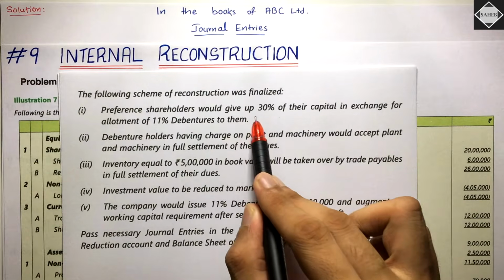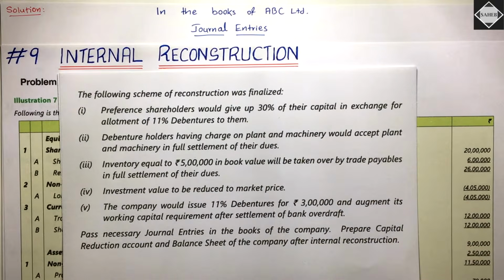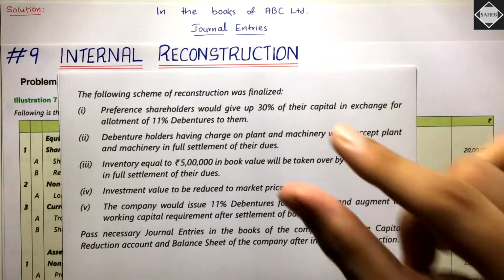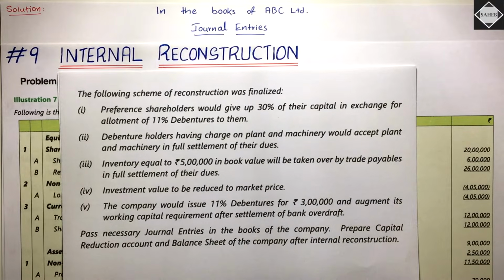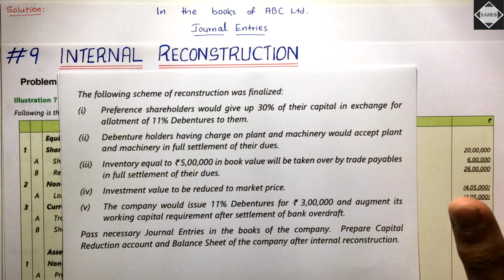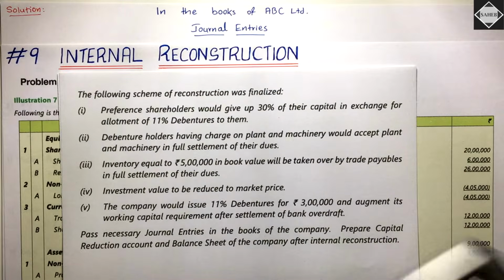Preference shareholders would give up 30% of their capital. What does that mean? You have to understand here ICAI is trying to tell you that preference shareholders are completely sacrificing 30% of their capital, which means in return for this 30% they are not getting anything. Understand? Let me explain with the help of a calculator.